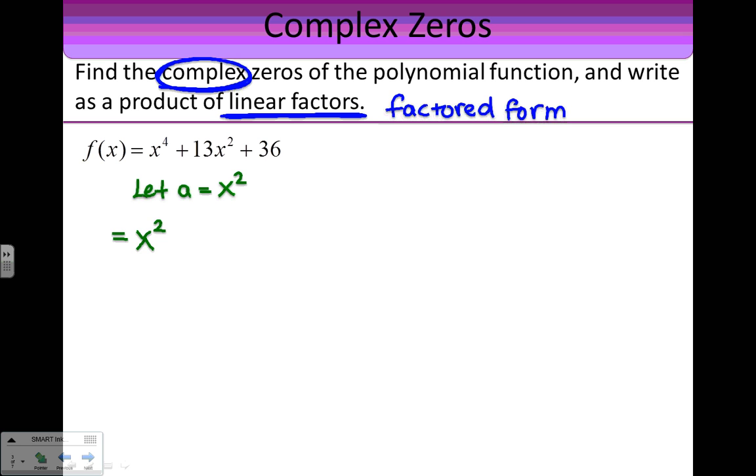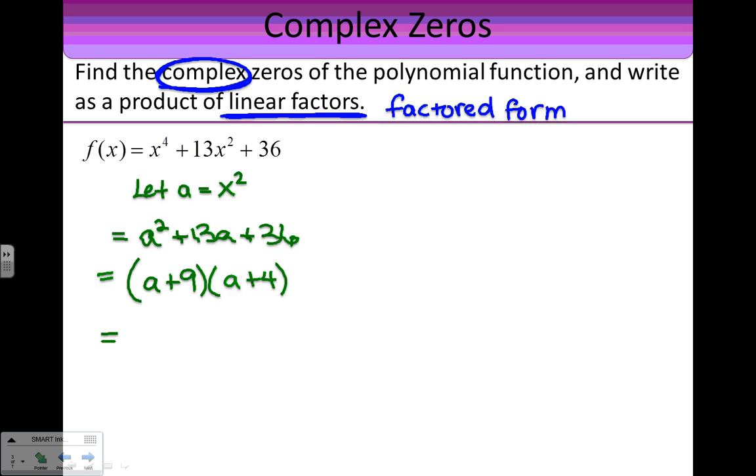So my polynomial now turns into a squared plus 13a plus 36. So now this is definitely factorable. We get a plus 9 times a plus 4. Once it's factored, substitute your x squared back in: x squared plus 9, x squared plus 4. Now these are not difference of squares, they are sums.